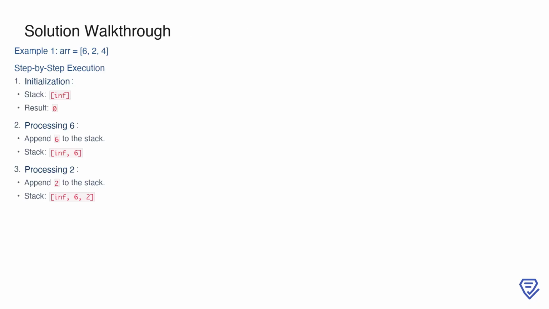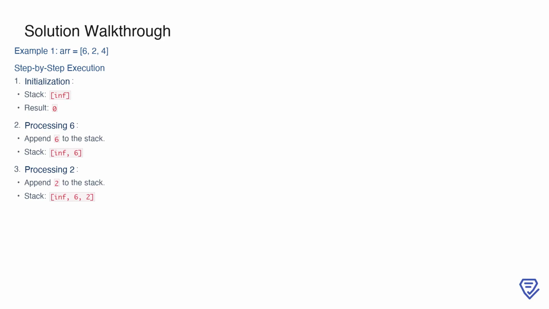To start solving the problem, we initialize our stack with a sentinel value of infinity and set the result to 0. This setup helps us manage the comparisons and calculations as we process the array. First, we encounter the value 6. Since the stack currently only contains infinity, we simply append 6 to it. The stack now contains INF, 6.